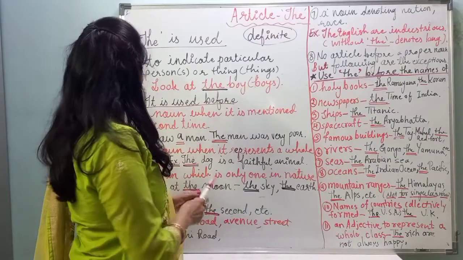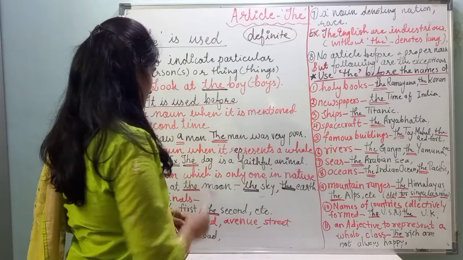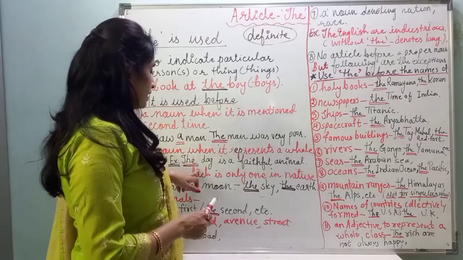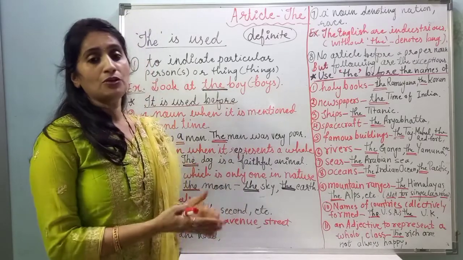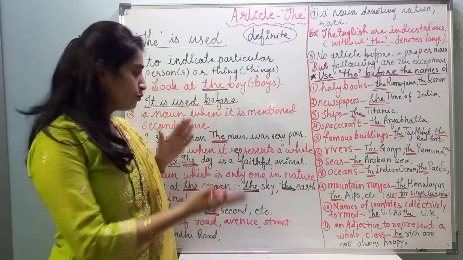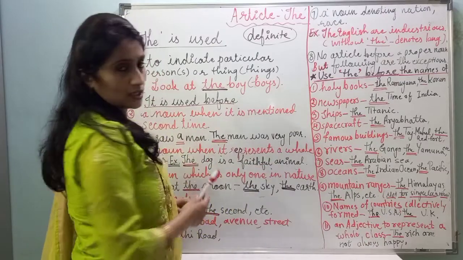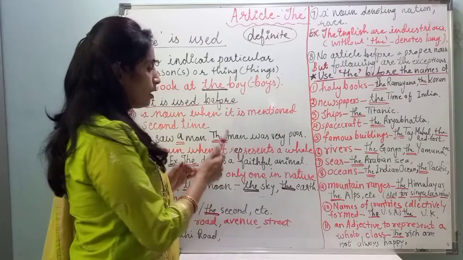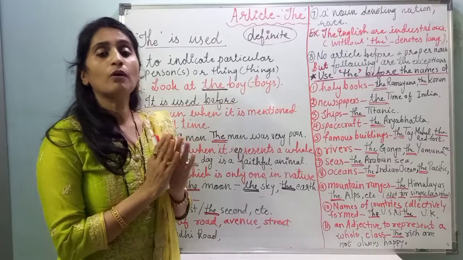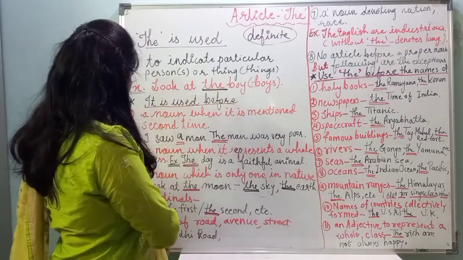See here now, the is used before a noun when it represents a whole class. For example, the dog is a faithful animal. Why is the used? Generally, we make use of the article a before dog. But what has happened here? This dog represents a whole class. Here we are talking about all dogs. Okay, all dogs. We are talking about the whole class, and that's why the is used. Find it.